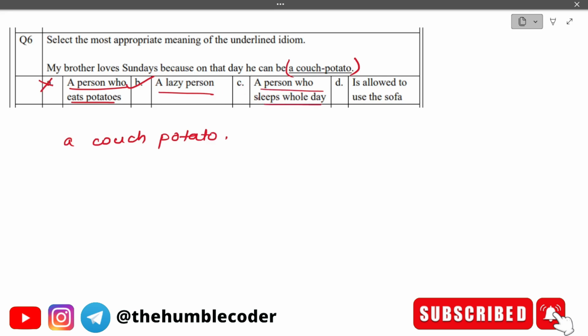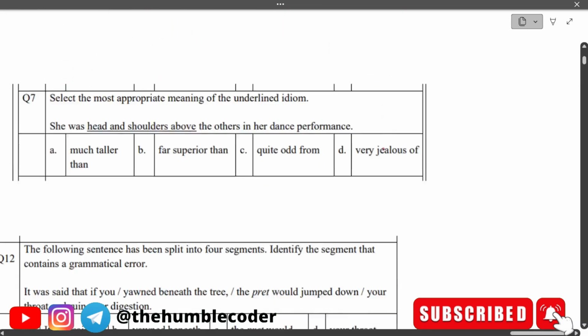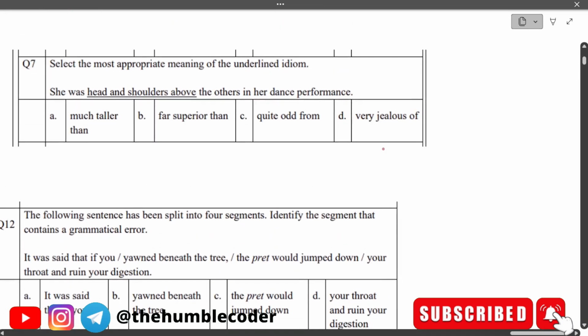A person who sleeps the whole day, right? That is also not making sense. Is allowed to use sofa. These are very literal meanings, right? A couch potato is related to sofa and couch, so someone who does not know the meaning might select this one as the answer. Someone who does not know might select the first one as the answer, because potatoes is coming. So you have to understand the meanings of idioms also, especially the very commonly or regularly used idioms. Moving on to the next question now.